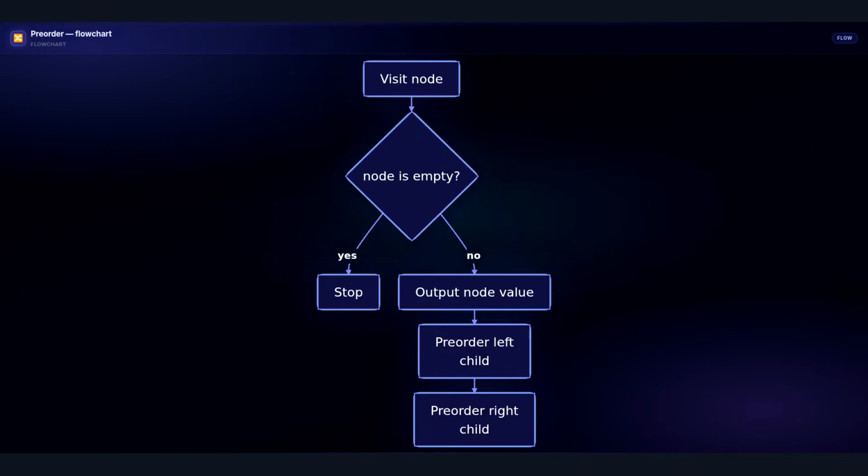Here is the shape of one visit. If the node is empty, we stop. Otherwise, we output its value first, then recurse into the left child, then recurse into the right child. Root, left, right, every single time.